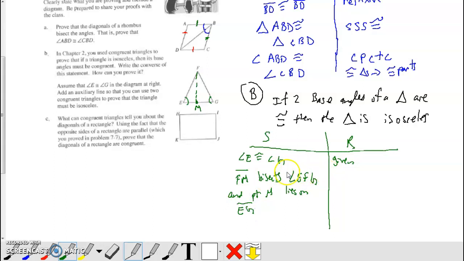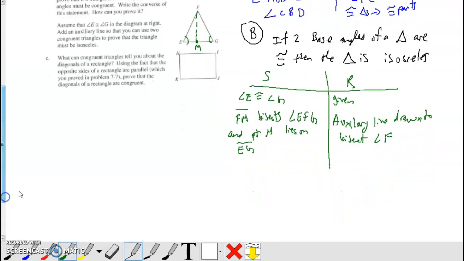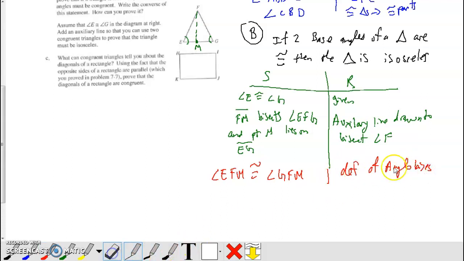And why was I able to write all of this down? I was able to draw an auxiliary line. So we're going to say an auxiliary line drawn to bisect angle F. That's why I was able to do it. So now that I get to say that this bisects it, now I get to write this. So I get to say that angle EFM is congruent to GFM. And I'm going to say a definition of an angle bisector. Oops, spelled bisector, right?